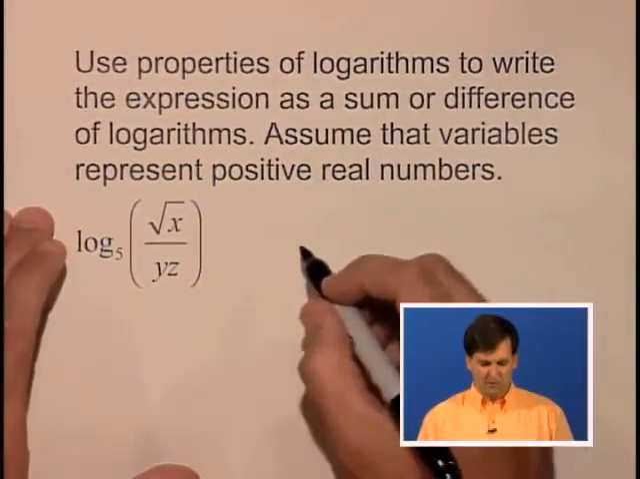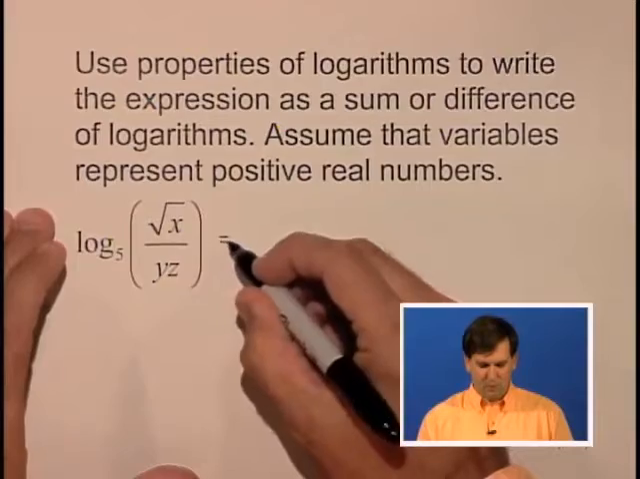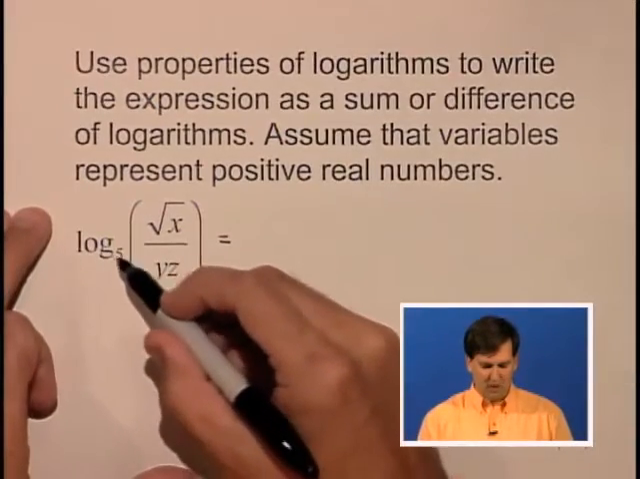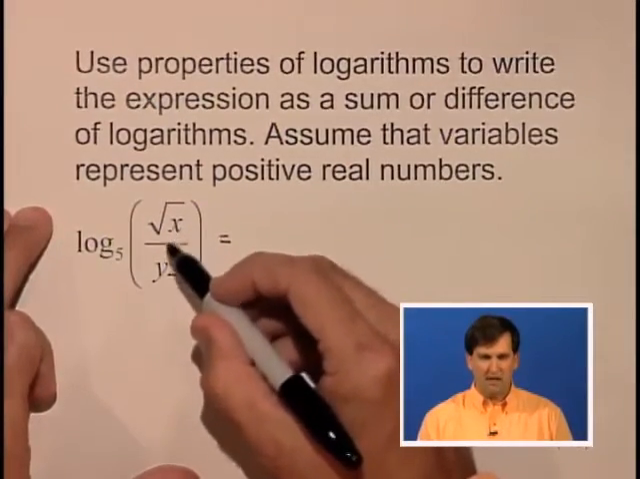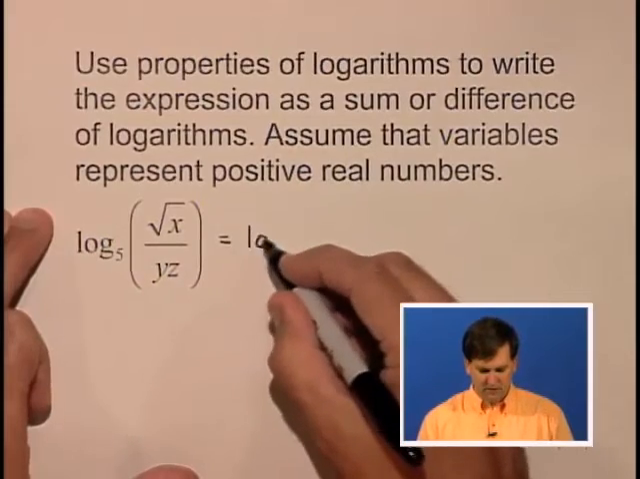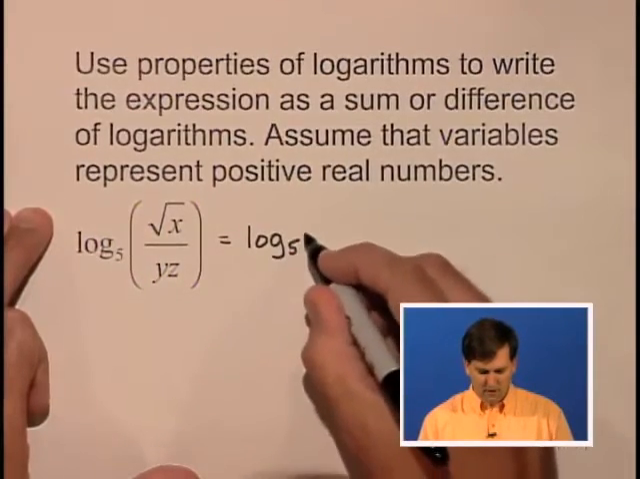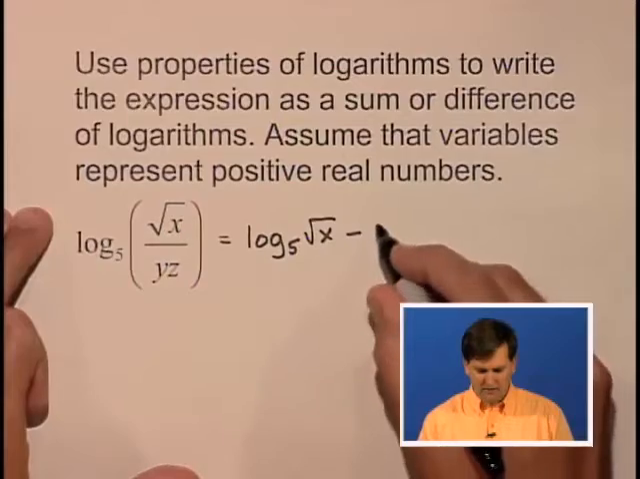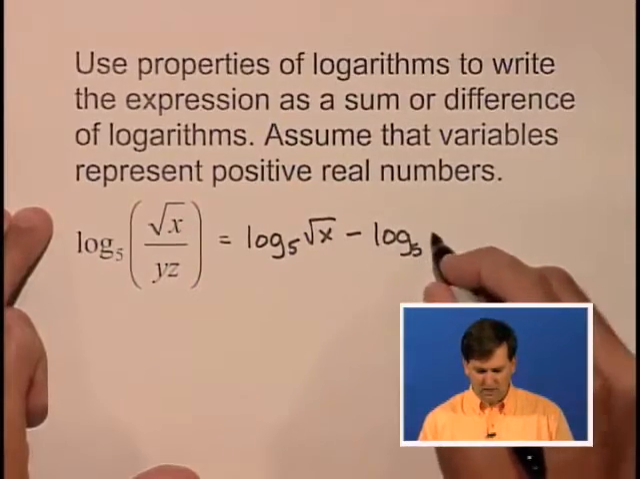So the first thing we're going to do is break this up using the quotient rule. The quotient rule would say that we could take the log base 5 at the top minus the log base 5 at the bottom. So we have the log base 5 of the square root of x minus the log base 5 of yz.